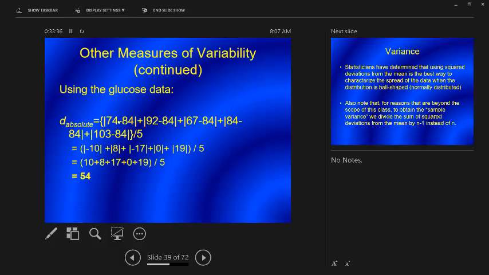If we try it on our glucose data, you see here 74 minus 84 was again negative 10, but we take the absolute value and it's a positive 10. We get all of those differences from the mean. The negative 17 becomes a positive 17. Add up all the absolute values of the differences from the mean, and then get the average. It was 54, so it wasn't 0. In other words, this D absolute works. It quantifies the variability. It's not always 0 like my statistic was.